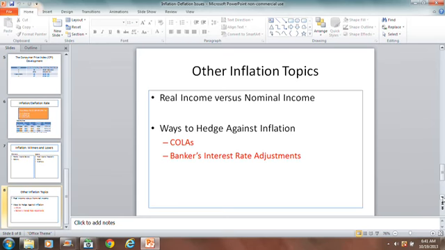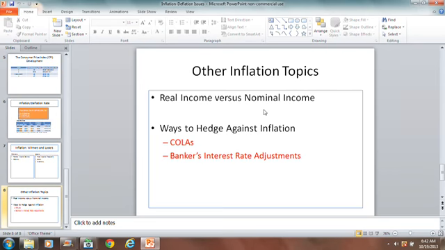Now, in terms of other topics involving inflation, it's important to distinguish between what is known as real income and nominal income, in the same spirit as distinguishing between real GDP and nominal GDP. Real income can be thought of as income that has been corrected for the effects of inflation. So real income tells you your real purchasing power, because you've accounted for the influences of inflation. Nominal income is income that doesn't account for the effects of inflation.